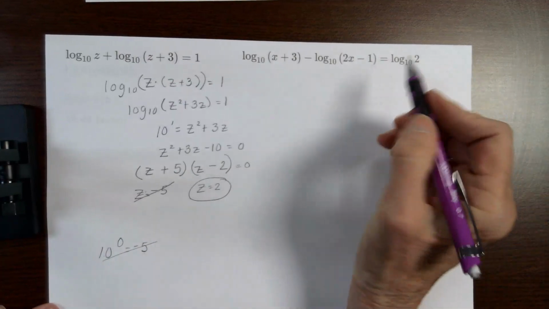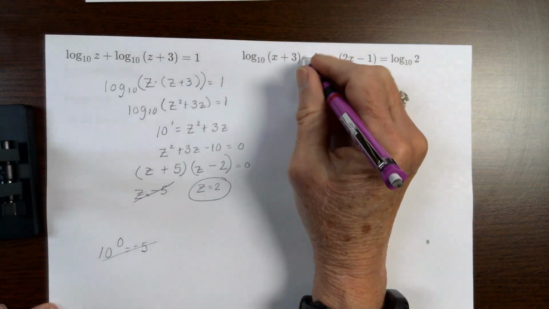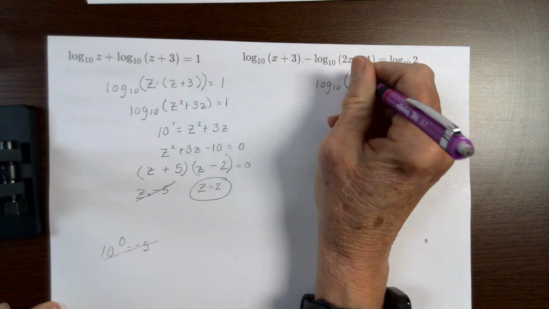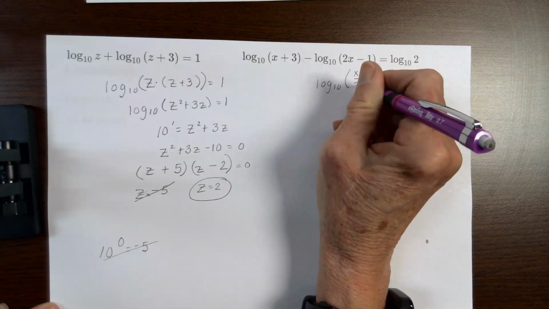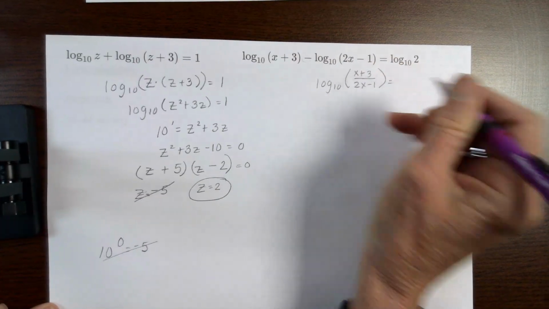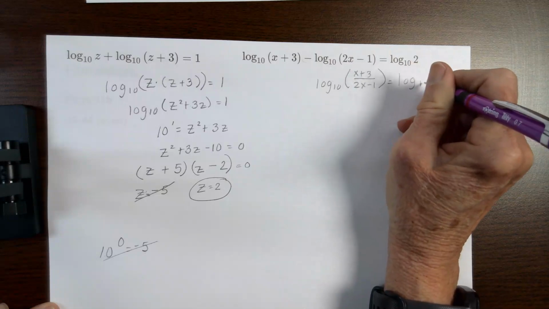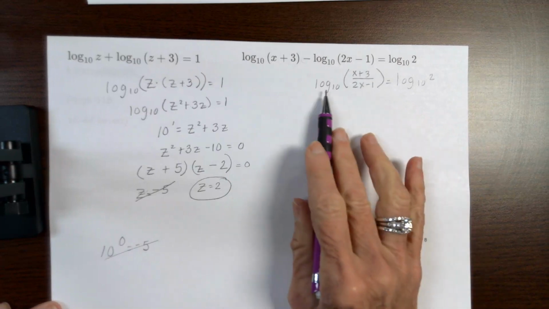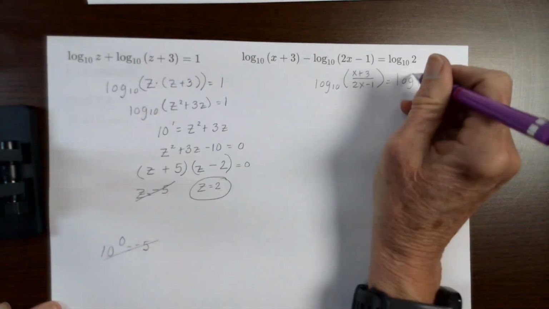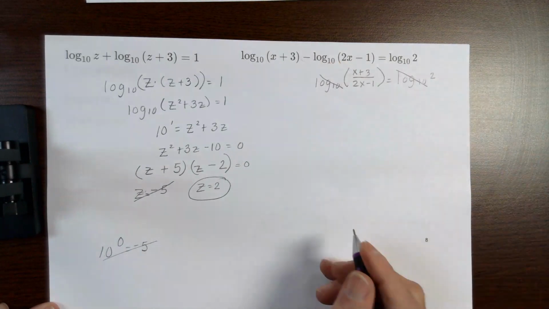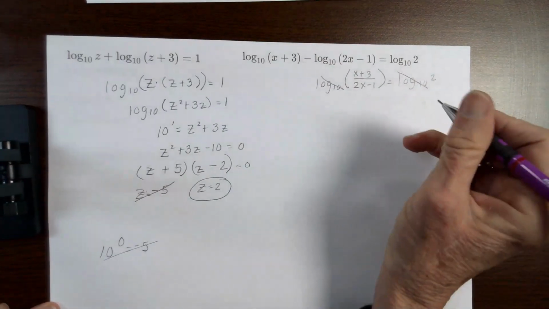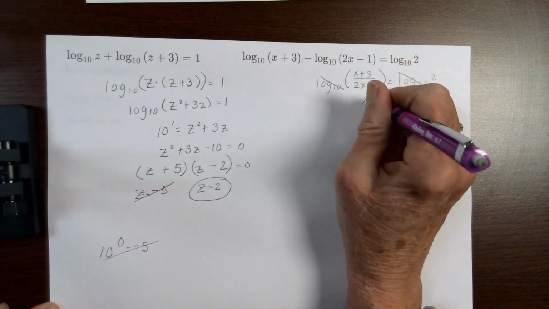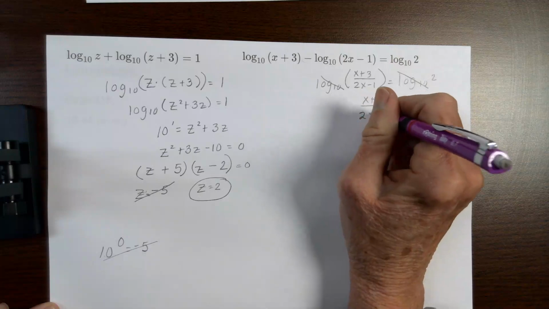All right, this one is a division problem because you have subtraction. So I have the log of base 10 of x plus 3 divided by 2x minus 1 is equal to the log of base 10 of 2, because I have a single term on both sides, no addition or subtraction of logarithms. I can look at the log of base 10 and it cancels out on both sides. So I am left with 2 equals x plus 3 over 2x minus 1.